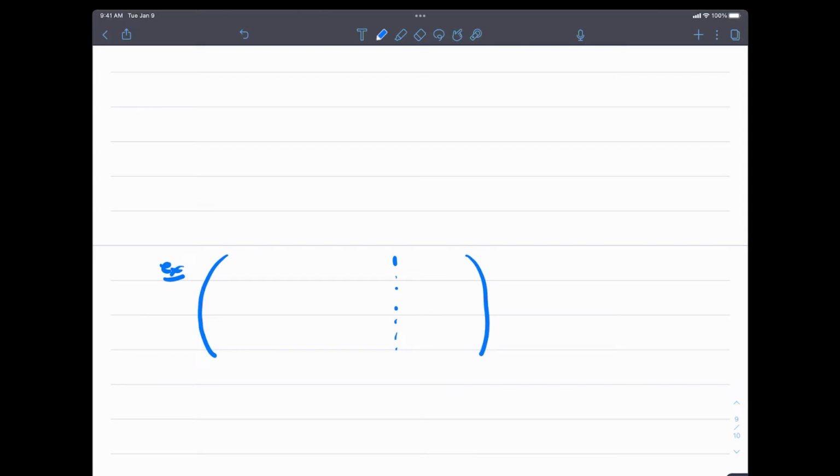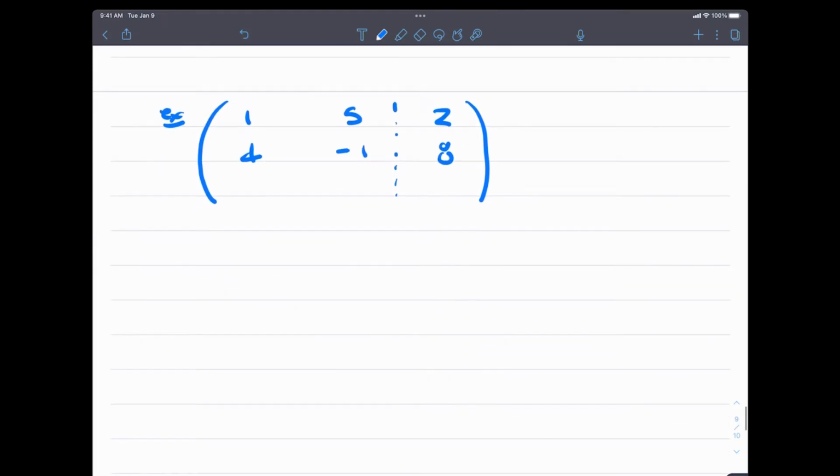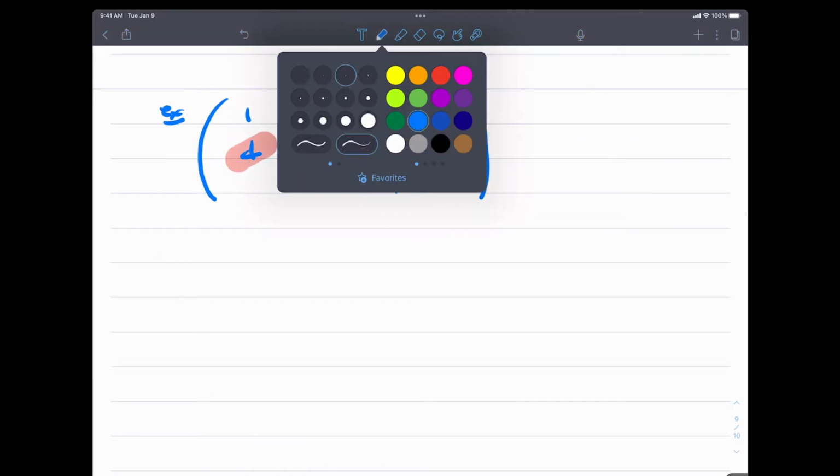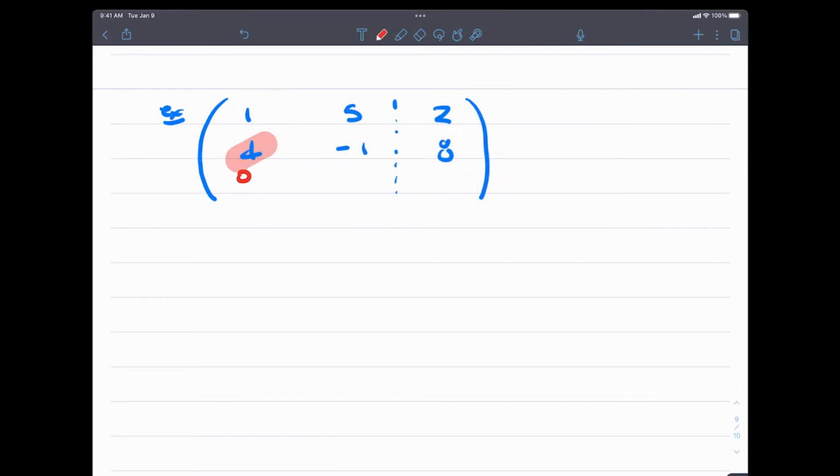All right. I'm going to say this. I have 1, 5, 2, 4, -1, and 8. You know what I want to do, ladies and gentlemen? I want to make that entry 0. That's my game plan. Make that corner number 0. And you say, well, how do we do that? Using the elementary row operation. So I'm going to change that number so the lower left corner is 0. How do you think I'm going to do it?